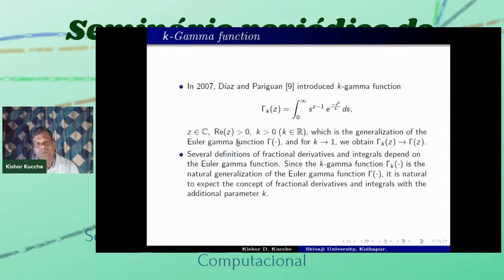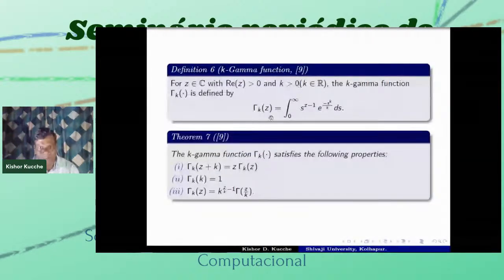Now we have seen that a number of definitions of fractional derivative are given in terms of fractional integral, and we know the definition of fractional integral depends upon the Euler gamma function. Since the k gamma function is the natural generalization of the Euler gamma function, it is natural to expect a kind of fractional derivative and fractional integral with an additional parameter. Motivated by this concept, this is the definition of the k gamma function, which I have already discussed. These are a few properties needed to develop the calculus of the k psi-Hilfer derivative. This is the functional property of the k gamma function.